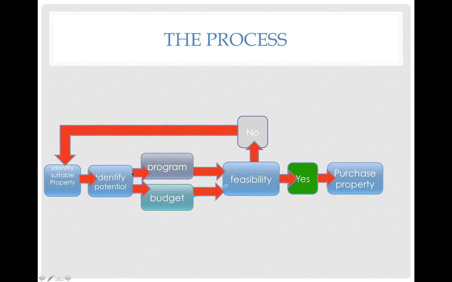From that, we need to establish a budget and a program so that we can work out whether the deal is feasible. If we decide that it's feasible, then we move on to the next stage, which is to negotiate the purchase and start firming up, getting drawings done, firming up the budget, firming up the program, and getting ready to move forward. But if it's not, then it's out here and back to looking for properties.